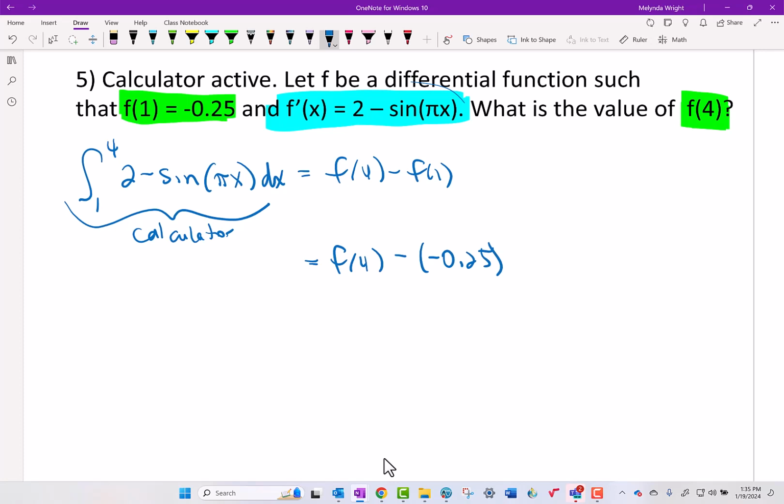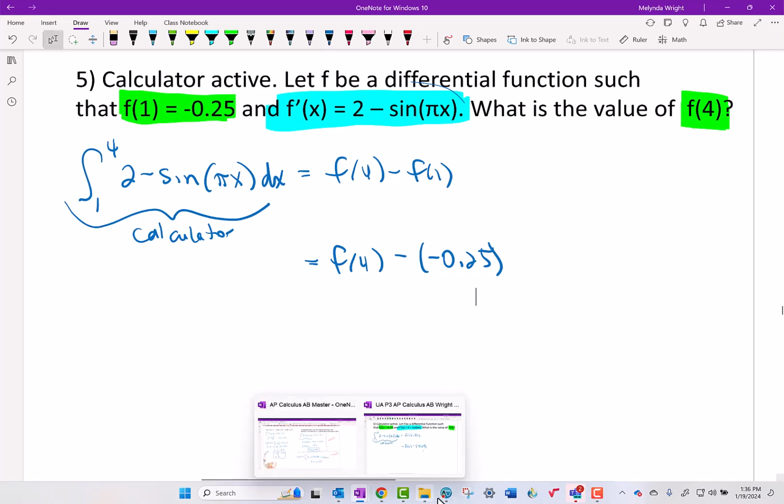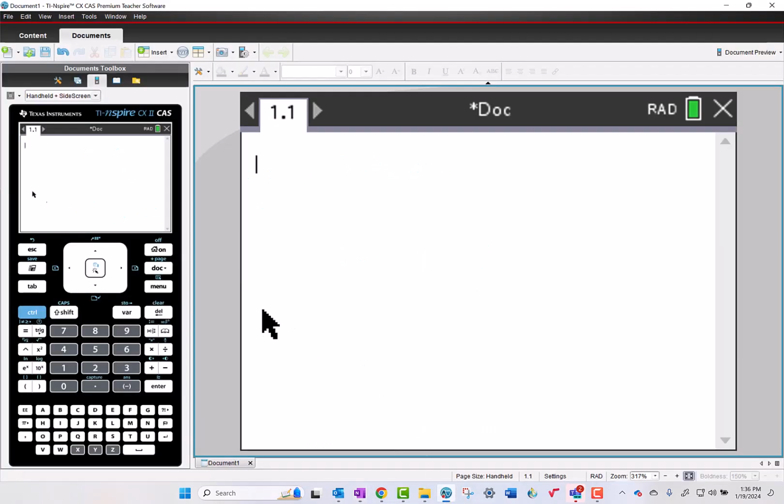Okay, so I'm going to pause here for a second. Is everybody okay? So we've got it set up. We're going to take our calculator and we're going to put that whole left side in the calculator and just get a number. Okay, so let's pull up our calculator. There's a lot of ways to get here. I'm just doing one particular way.